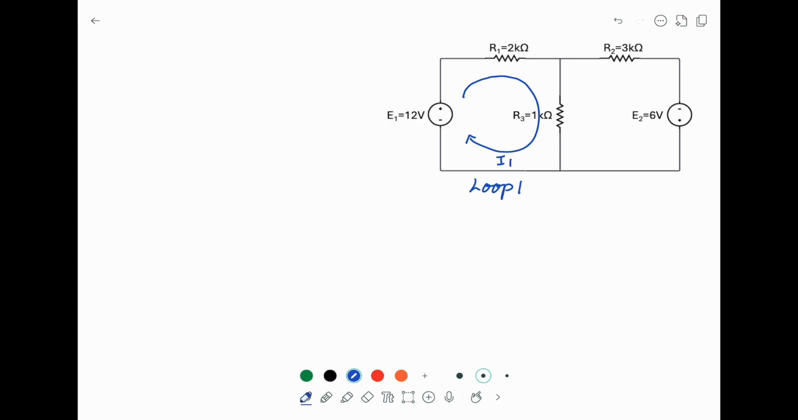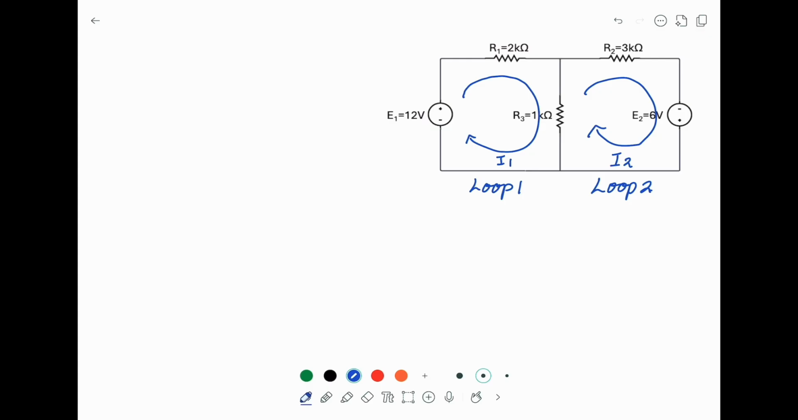Also, you can draw the current running in a clockwise or counterclockwise direction. On the right hand side, I also draw a clockwise mesh current here, and I call this one I2. This is loop 2.